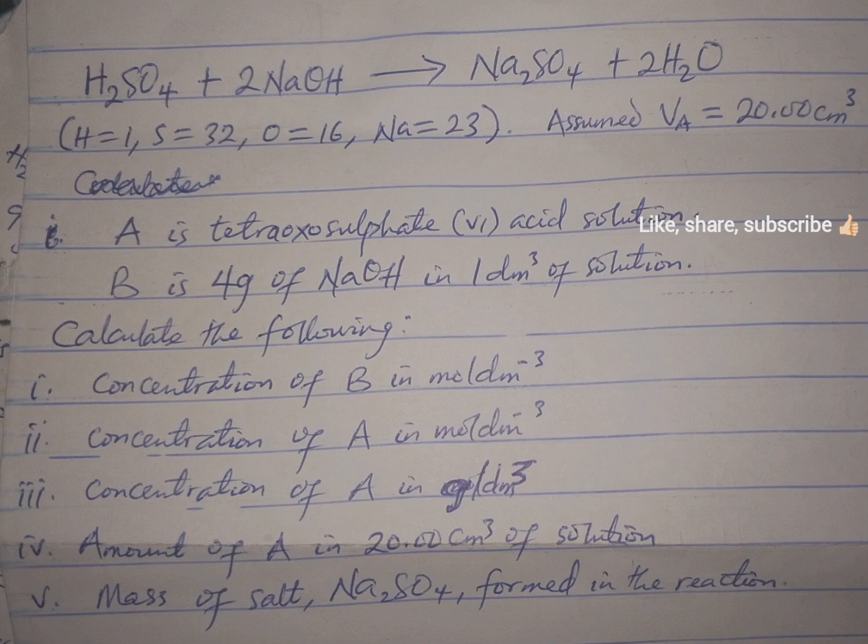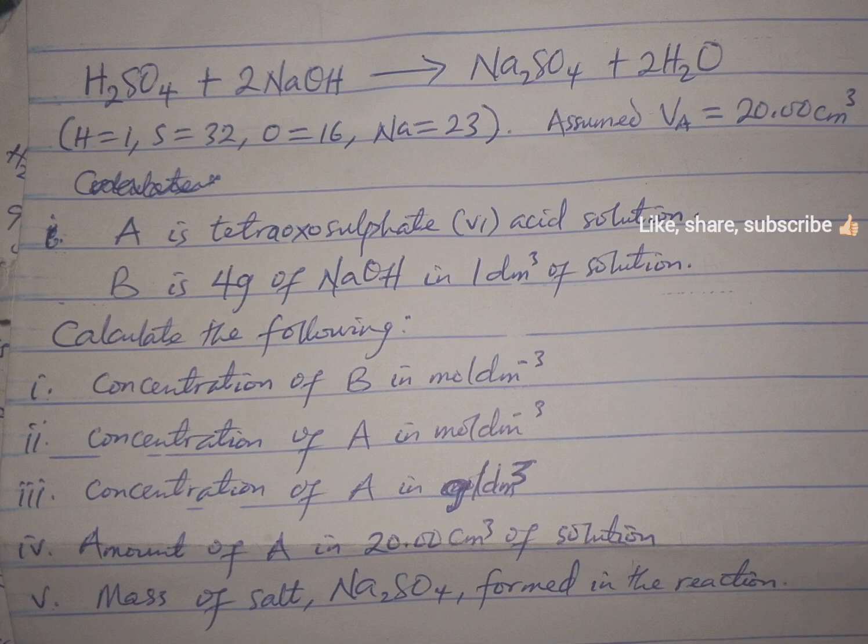I want you to note that in this video, I'm using my assumed average titer value of 20.00 cm cube. So I'm assuming that you already have your own too. Where I'm using 20, you can use whatever you have as your own VA, average titer value, to solve.